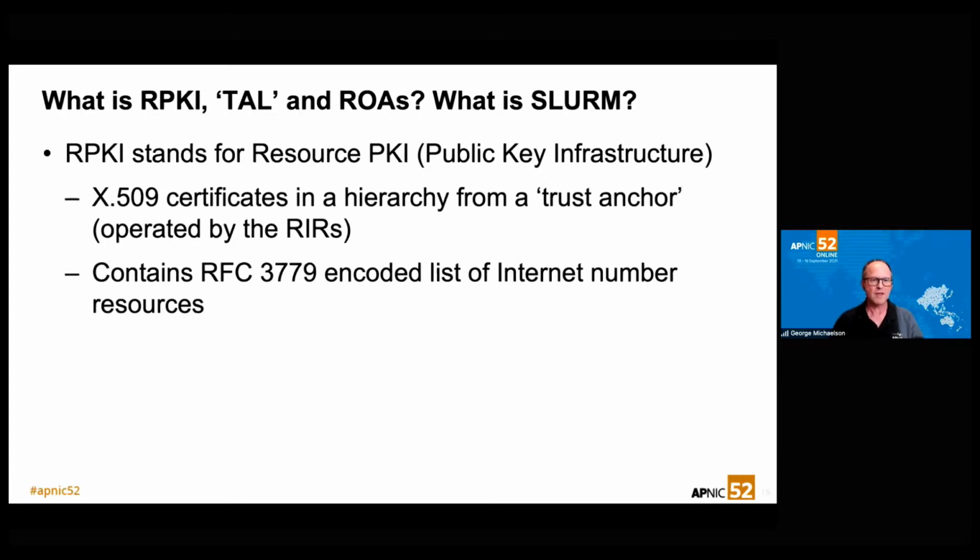The important thing in RPKI is the R part, R for resource. We're forming lists of internet number resources using a mechanism defined in RFC 3779, and we encode these structures into the certificates. So this PKI is not about names, it's about numbers in RFC 3779 form, lists of numbers, lists of prefixes, lists of AS numbers.